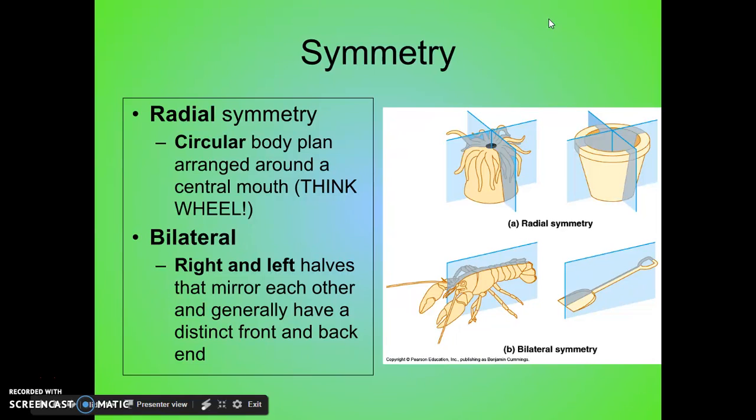Bilateral, remember, means two sides. That would be right and left halves if you split it down the middle. Generally, they have a front and a back end as well, like us. So these two right down here would have bilateral symmetry.